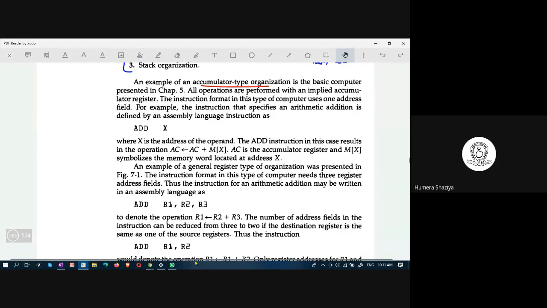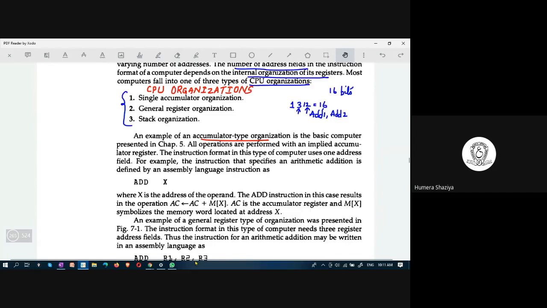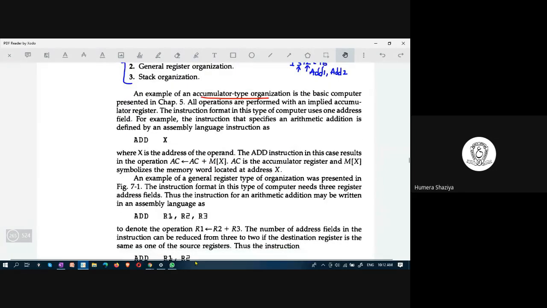In accumulator type of organization, which is the single accumulator organization, it is assumed that one operand is stored in the accumulator. Result would also go in the accumulator. Another operand can be found in the address specified by x in memory. If you expand this add x, it would become AC equal to AC plus M of x. X is the address of the operand.